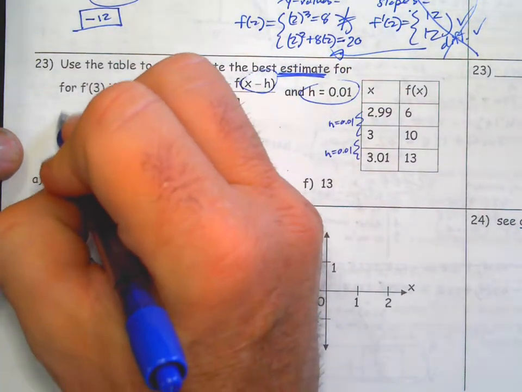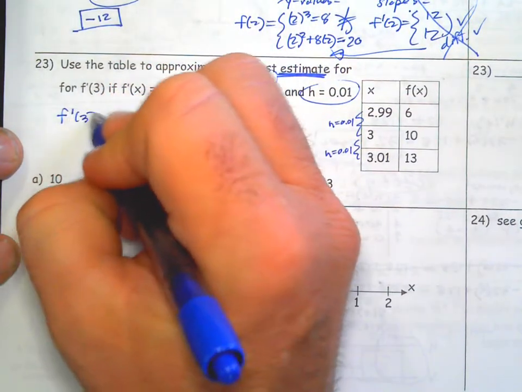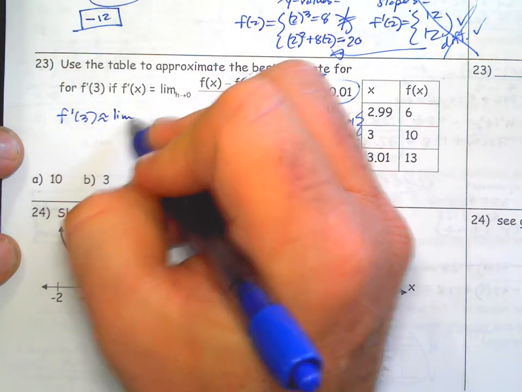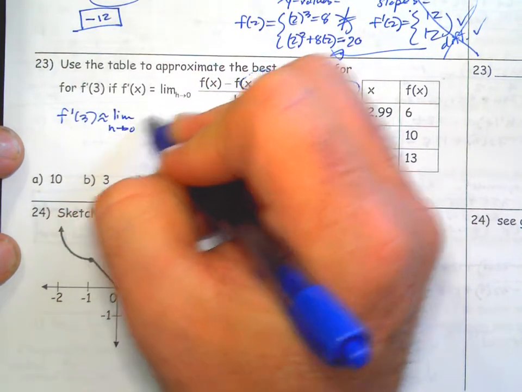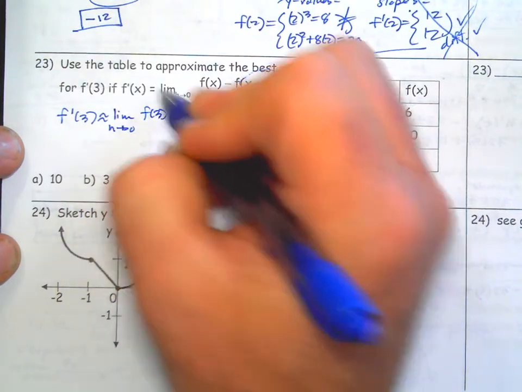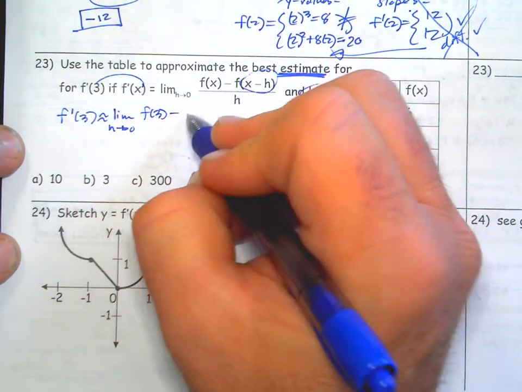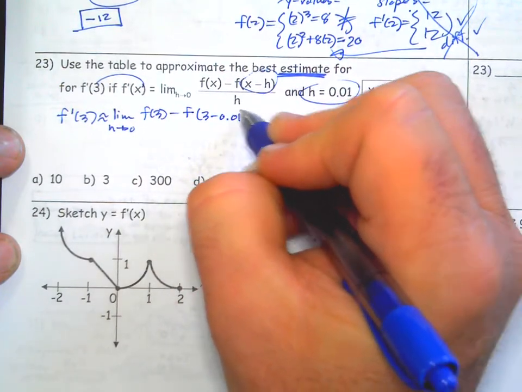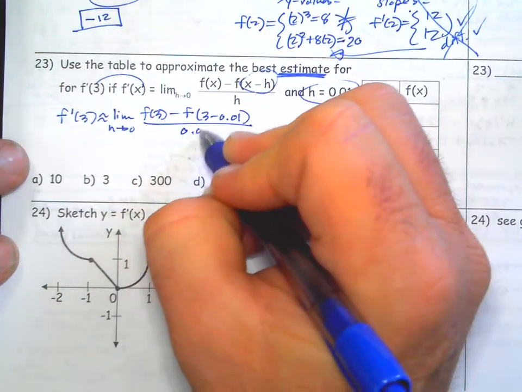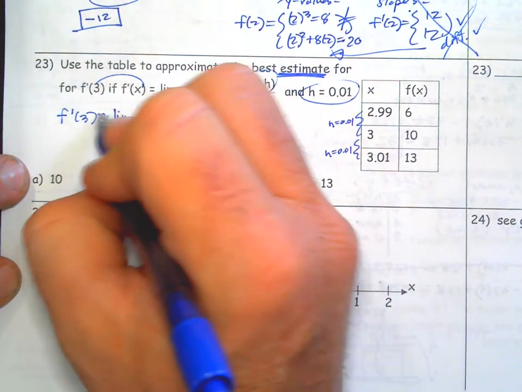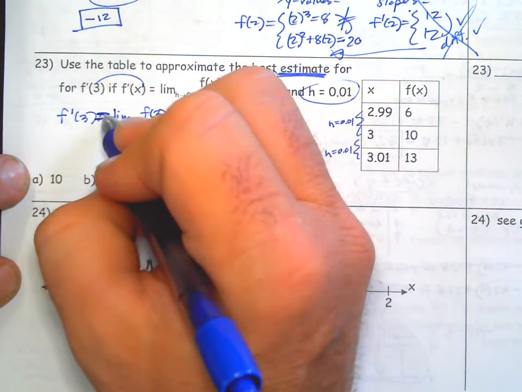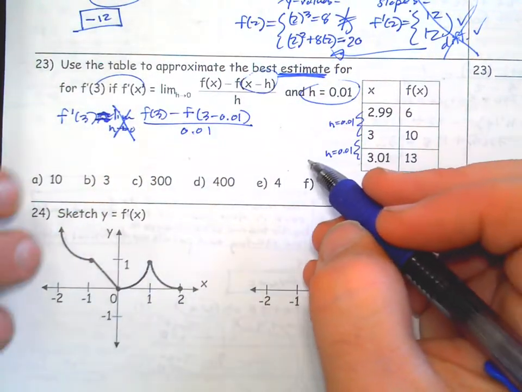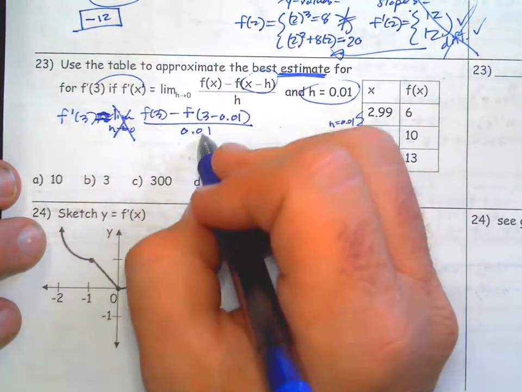So we're going to say, all right, well, f prime of 3 is about the limit as h approaches 0 of f of 3 minus f of 3 minus 0.01 over 0.01. That's the exact answer, right? Or no, this is an approximation. We're getting rid of the limit and doing an approximation. Instead of h going to 0, we're going to use 0.01.